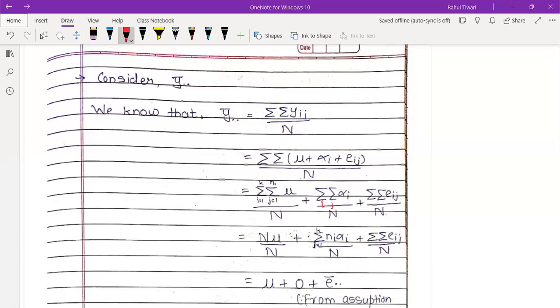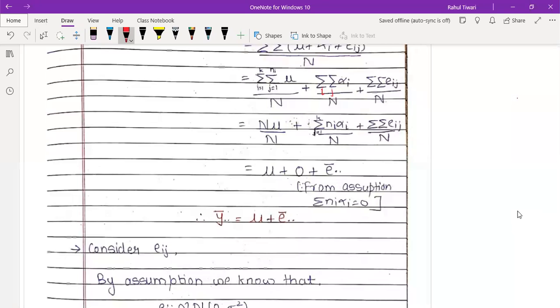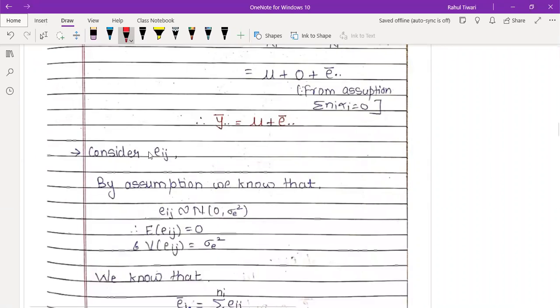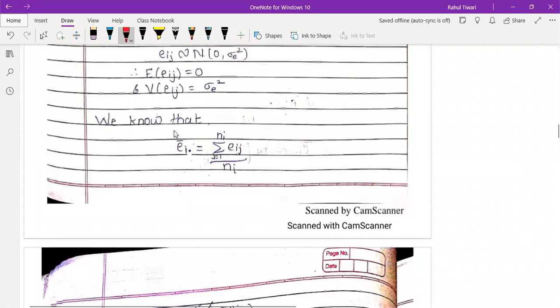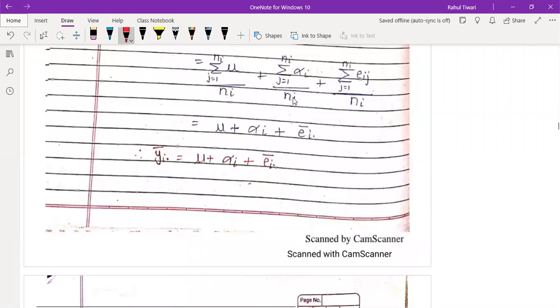Now, once you have y bar dot dot and y bar i dot, you can consider this e bar i. What is e bar i? e_ij follows normal with mean 0 and variance sigma square. That means they have written it like this. So what is e bar i dot? What is the formula? It is the summation over j of e_ij upon n_i. We have seen this, right? Where have we seen this formula? We have seen it here, like e bar i dot.